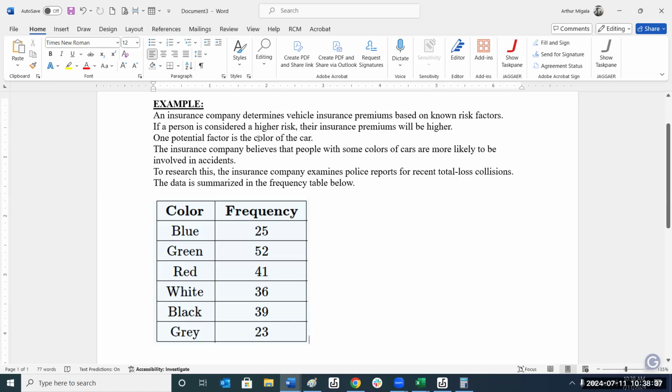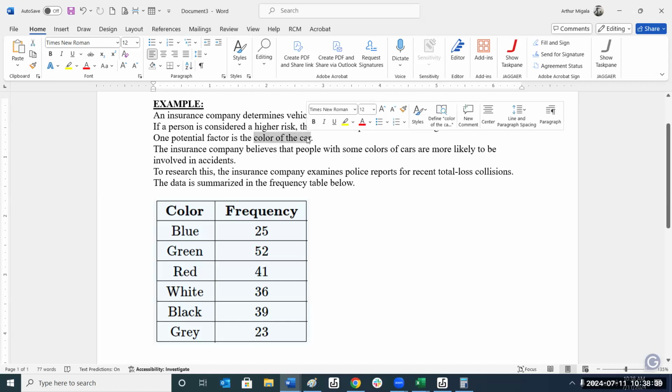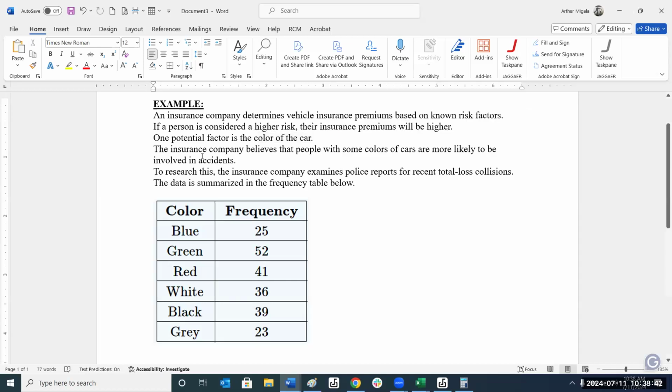If a person is a higher risk, their insurance premiums will be higher. One potential factor is the color of your car. The insurance company believes that people with some colors of cars are more likely to be involved in accidents. So can you take a guess on which color is the most frequently occurring? Because red is an aggressive color. Blood. You always picture the red Ferrari, the cherry red Mustang. So yes, and that's why police always look for red cars on the highway to see if they're speeding.